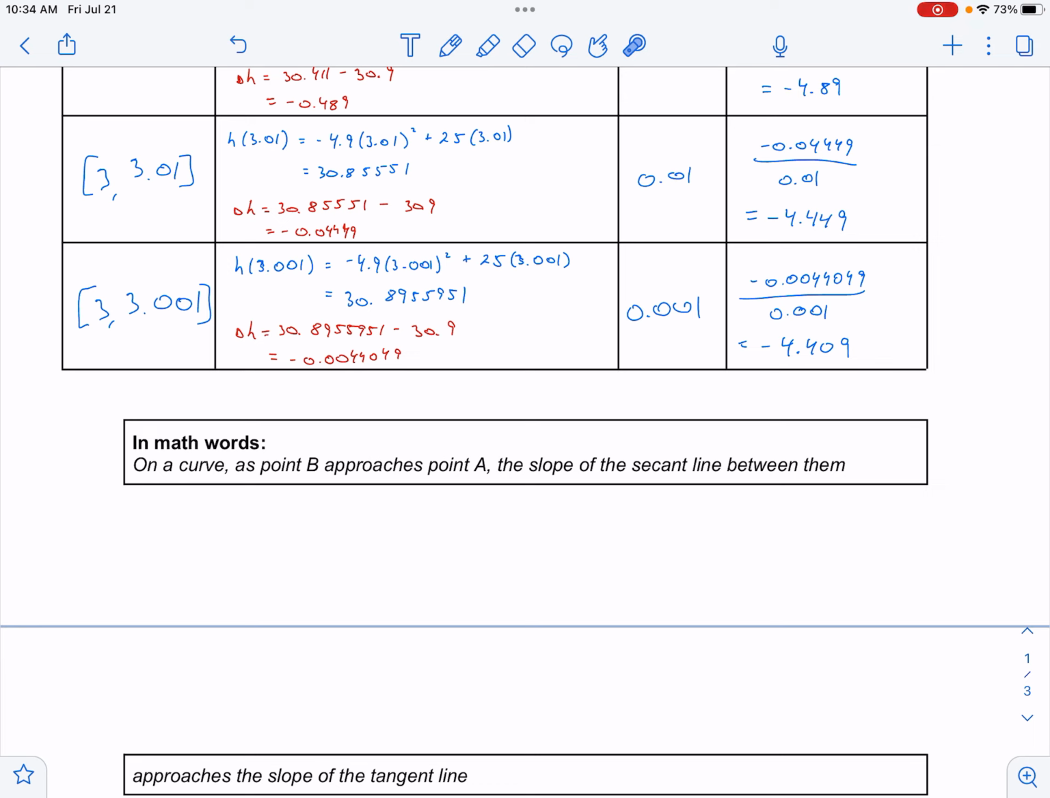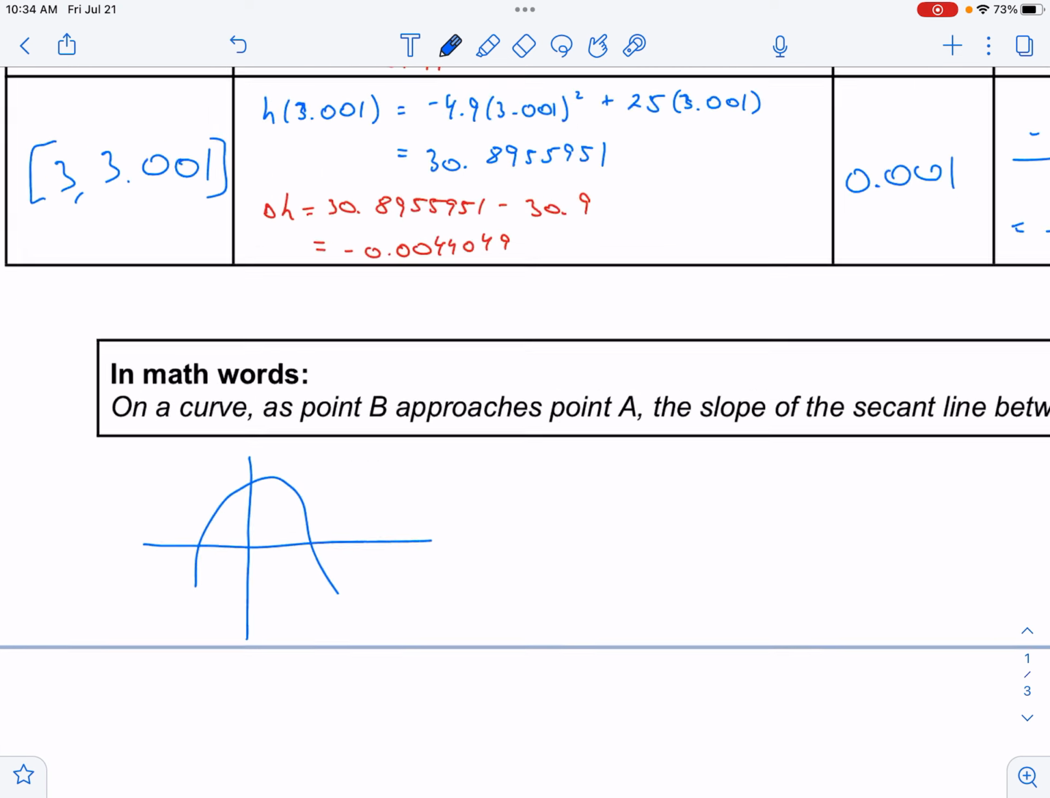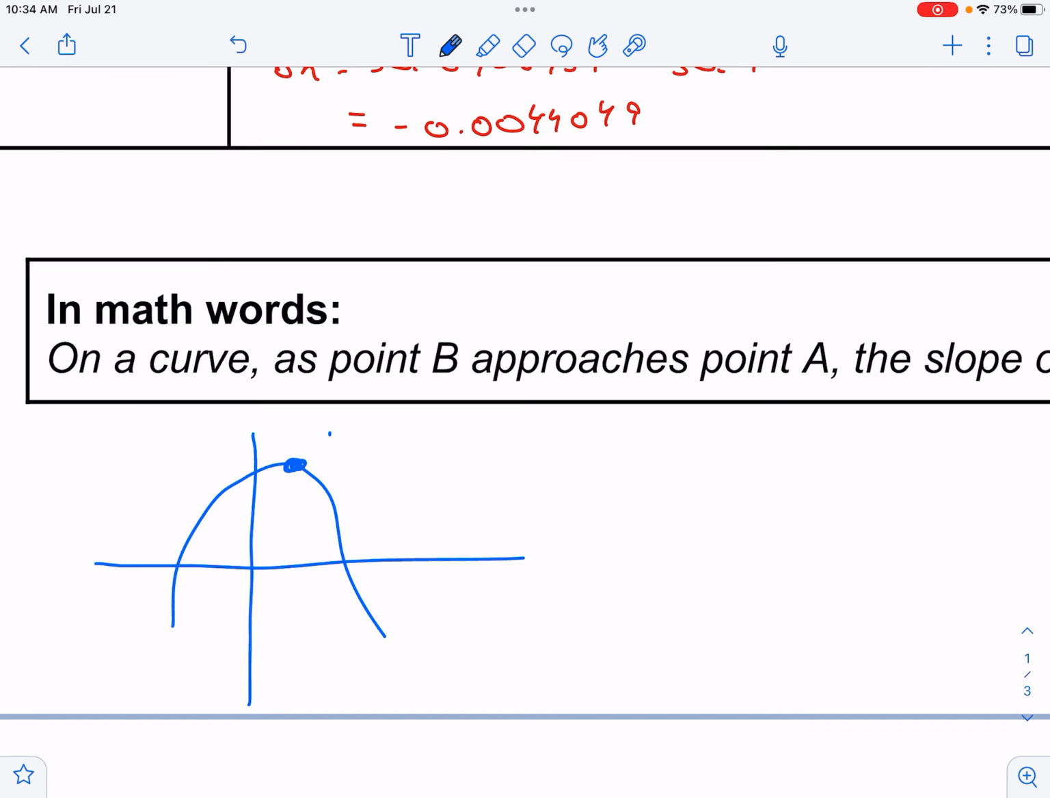Okay, so if we have a graph, and I've got some kind of curve, point A, point B, every time this point B, the second point that I'm using, gets closer and closer and closer, originally we have a secant line, but the closer it gets, the tighter it's going to be to that A. It is going to approach the slope of the tangent line. And the tangent line is that instantaneous rate of change.